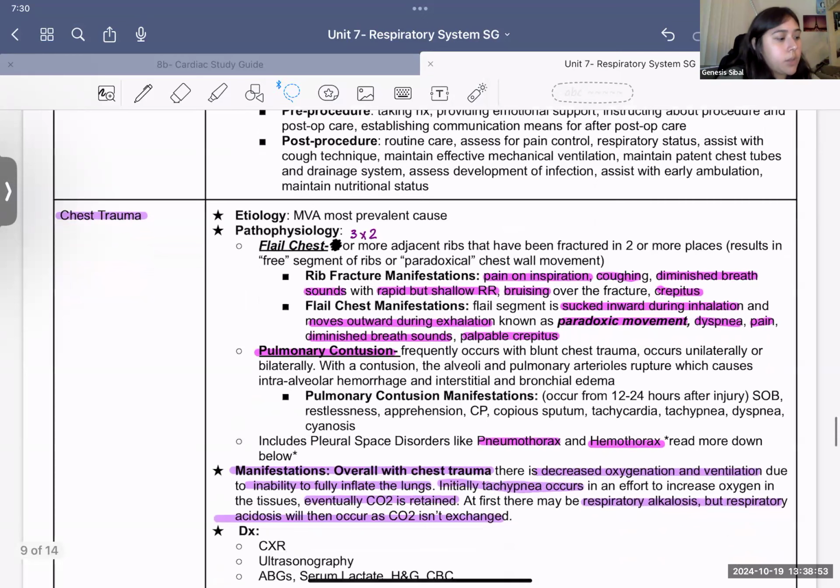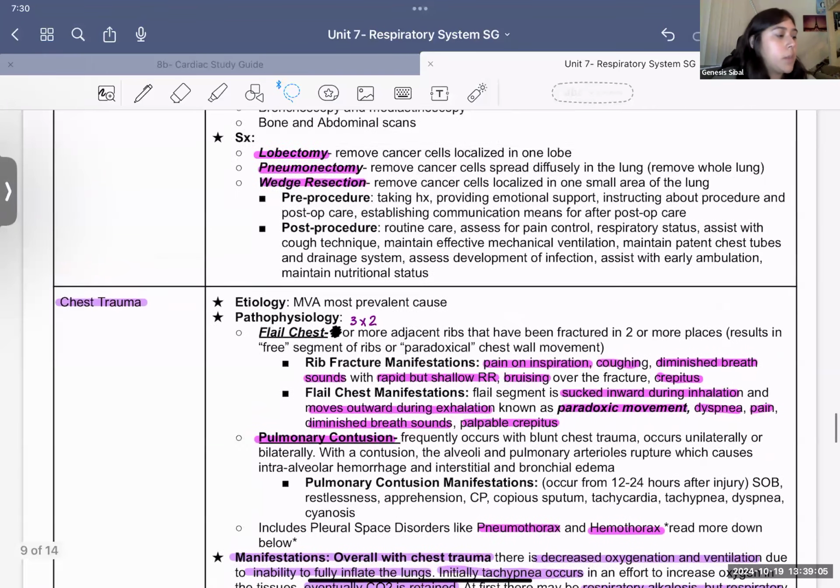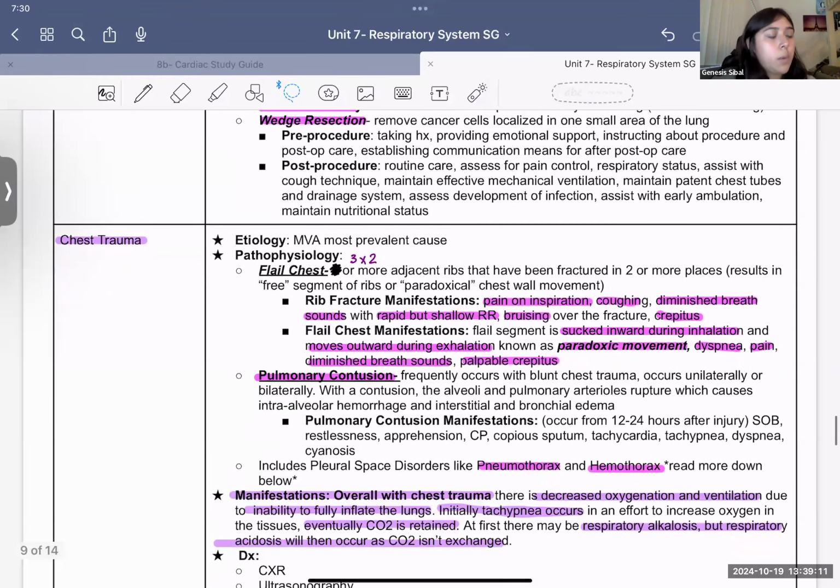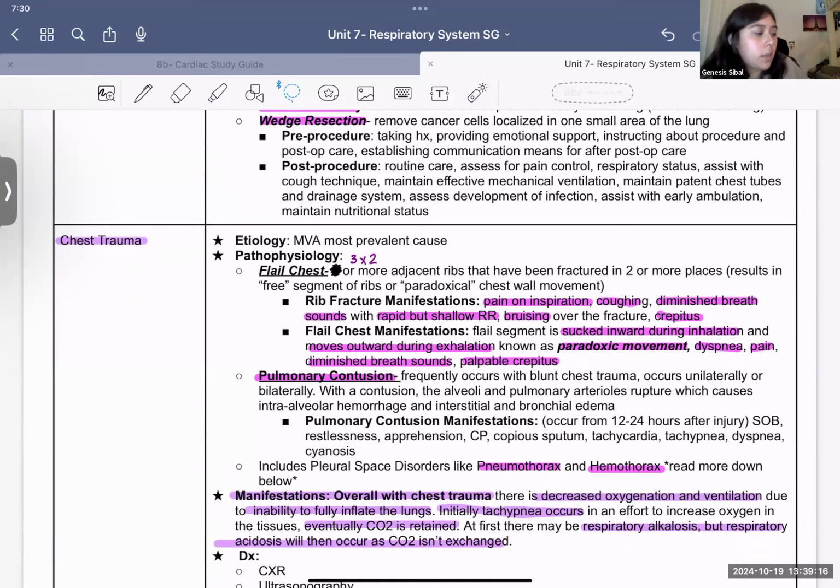If they have a chest tube, they have a chest tube. If they're mechanically ventilated, check what's going on. Do they need pain meds? Do they need assistance with turn, cough, deep breathe? Are they having or developing an infection, especially if they're ventilated? And then also assist with early ambulation, maintain nutritional status. We want to prevent aspiration, and we also want to prevent pneumonia if we don't get them up and if they're not breathing properly.